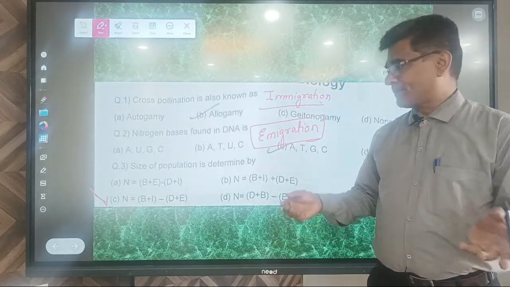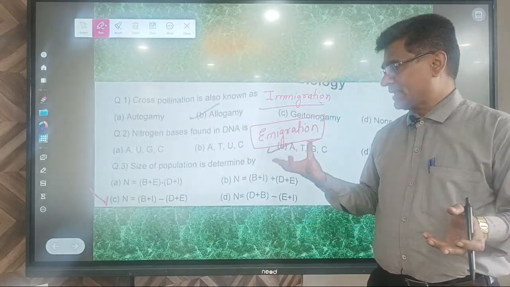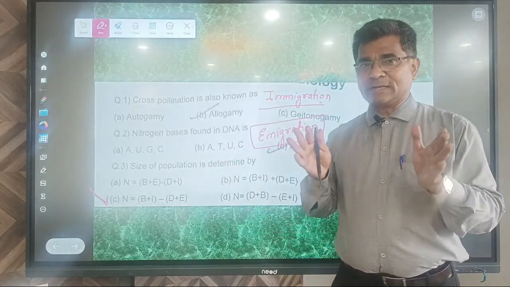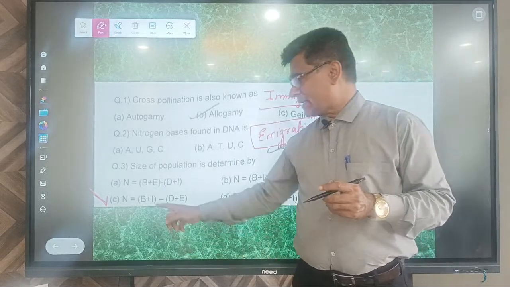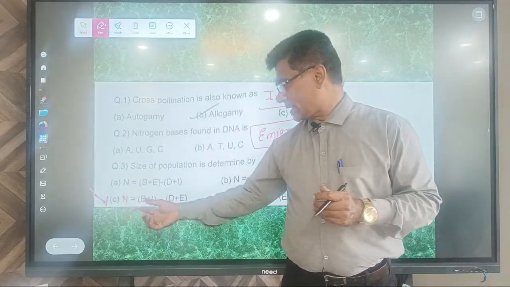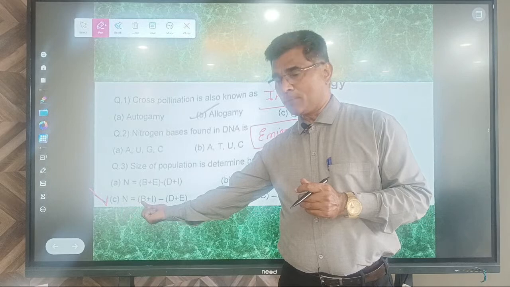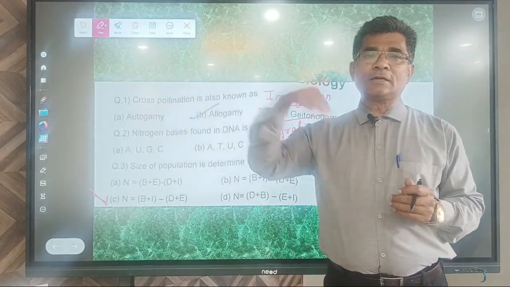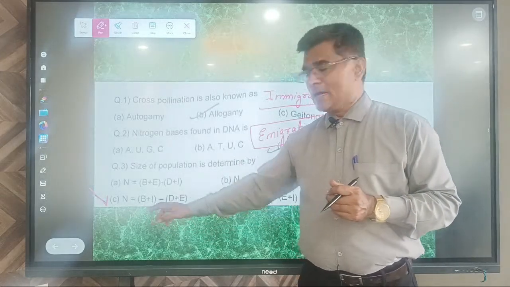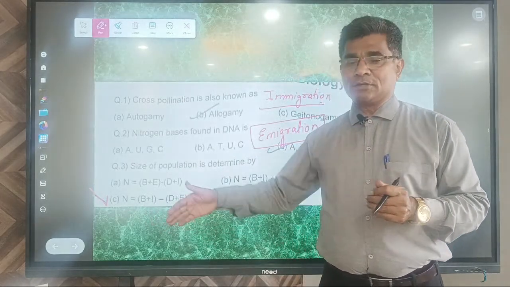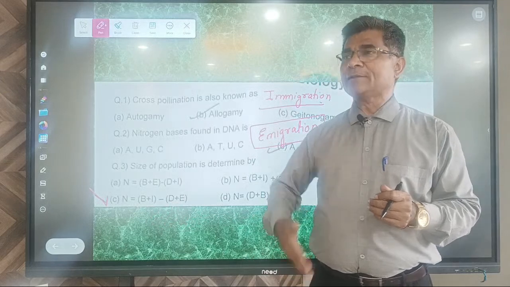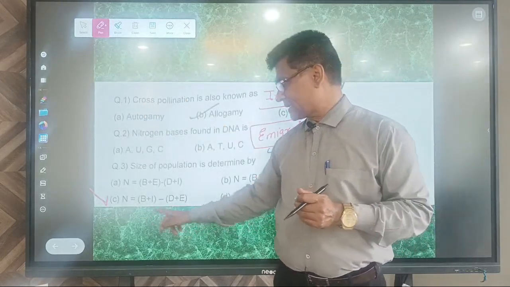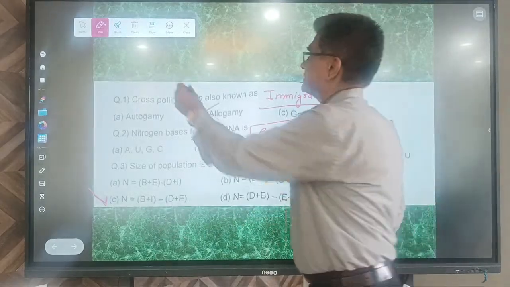To make it more clearly understood, we can take an example of our family. In our family, the total number of births and immigration; immigration means when someone gets married and a new bride comes into the house, that is immigration. And death and emigration: if a girl from here gets married and goes outside, that could be emigration. Is it clear? So C is the right answer.